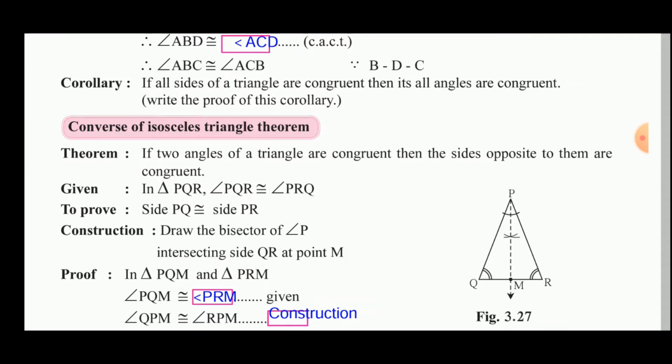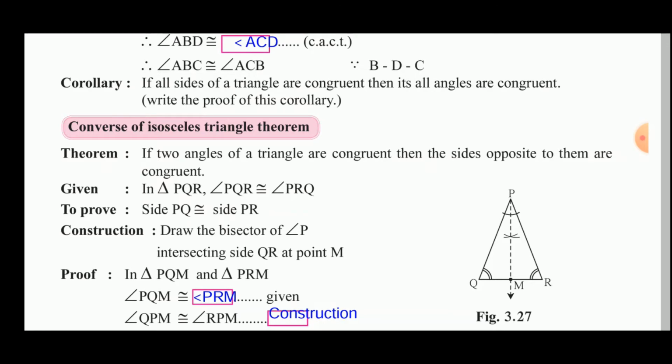Now next is the converse of the isosceles triangle theorem. If two angles of a triangle are congruent, then the sides opposite to them are congruent. Now in a converse, whatever is given in the theorem becomes the 'to prove' and vice versa. So now here it is given that in triangle PQR, the two angles are congruent. Angle PQR is congruent to angle PRQ. And now you have to prove that side PQ is congruent to side PR.